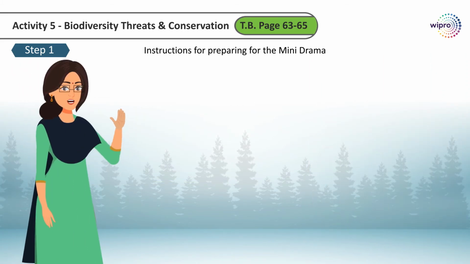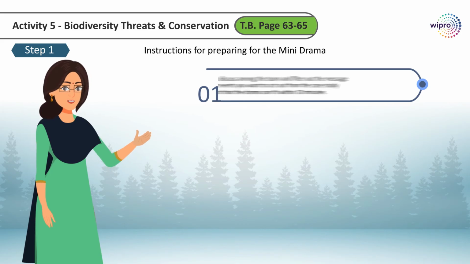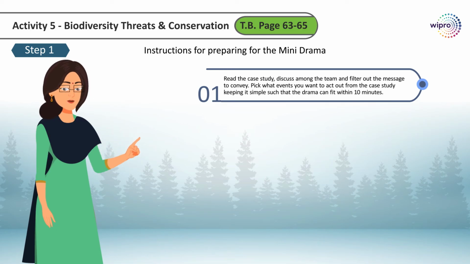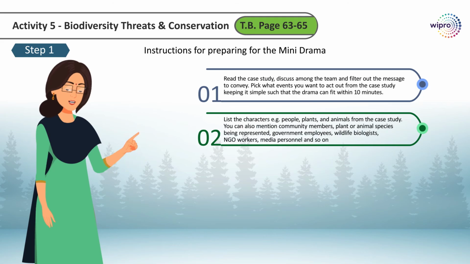Instructions for preparing for the mini-drama. First, read the case study, discuss among the team, and filter out the message to convey. Pick what events you want to act out from the case study, keeping it simple such that the drama can fit within 10 minutes. Second, list the characters, example people, plants, and animals from the case study. You can also mention community members, plant or animal species being represented, government employees, wildlife biologists, NGO workers, media personnel, and so on.